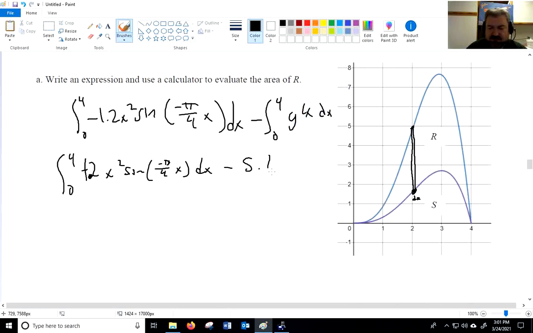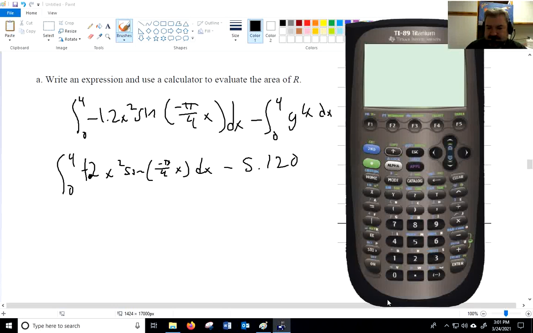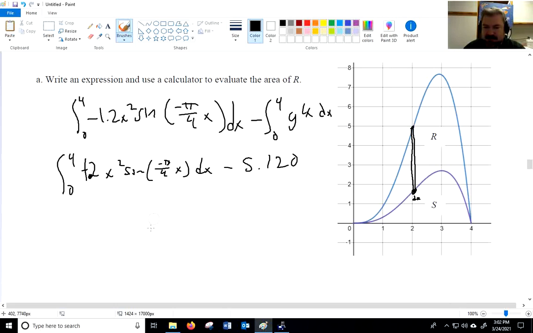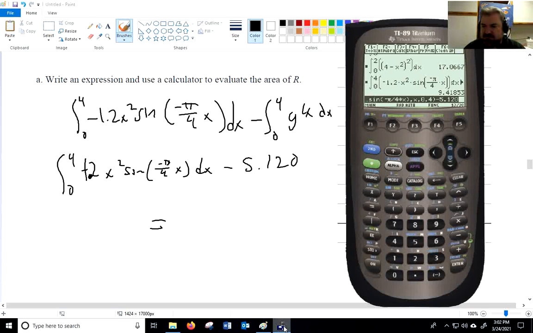5.120, because that definite integral is the area under that curve. So now we can use a calculator, and we'll take the integral of negative 1.2 x squared times the sine of negative pi over 4 times x, comma x, comma 0, comma 4. Then I'll just subtract 5.120. And we get 9.419.